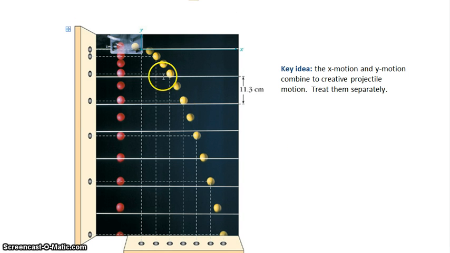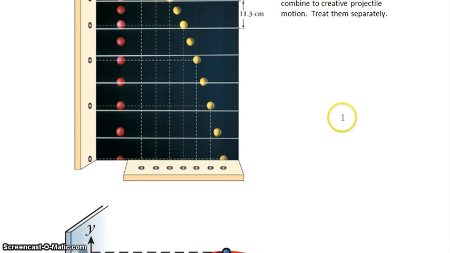This means that the X and Y motion of a projectile are independent of each other. They combine together to make the motion that you see, but each one can be treated independently. What's going on in the X doesn't affect what's going on in the Y, and vice versa. And that's what this little key idea is over here. So you'd always want to treat those separately. That's going to be a key point when we start solving problems.